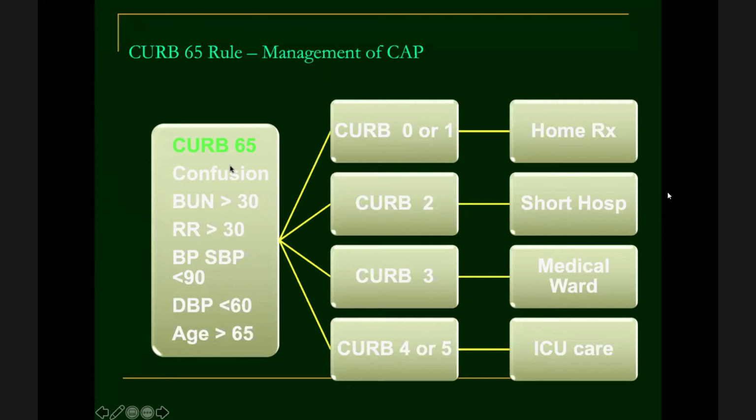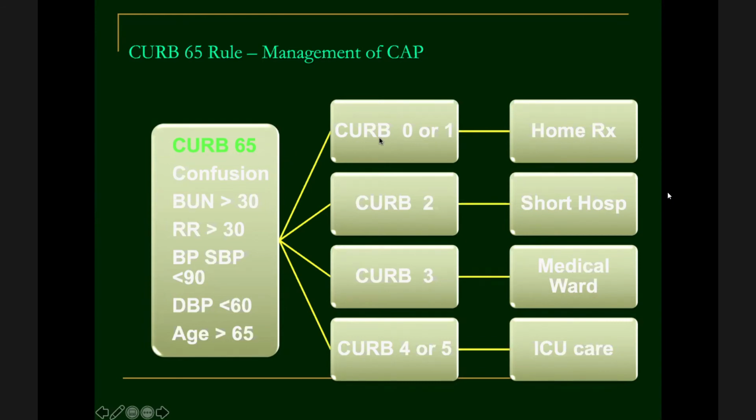So in the CURB-65, what is C? C is confusion. U is urea, so urea more than 7 millimole or blood urea nitrogen of more than 30. R is respiratory rate more than 30, and B is blood pressure, systolic blood pressure less than 90 or diastolic blood pressure less than 60, and 65 is age more than 65. For each, you give 1 point if it is present.